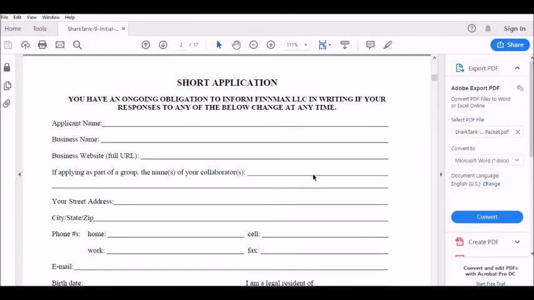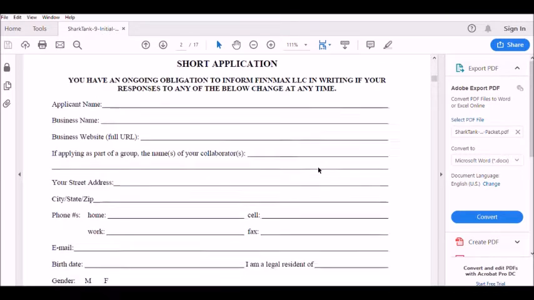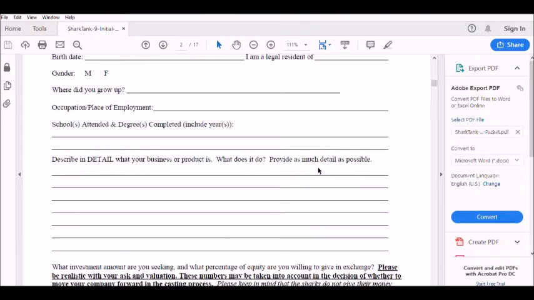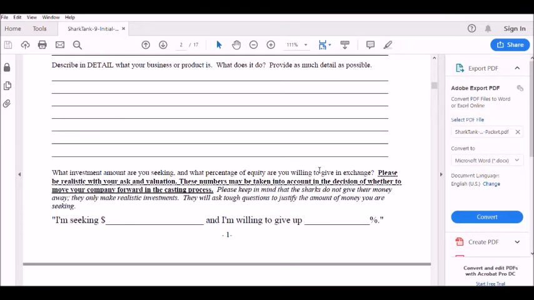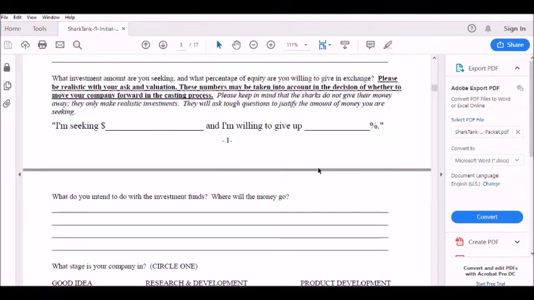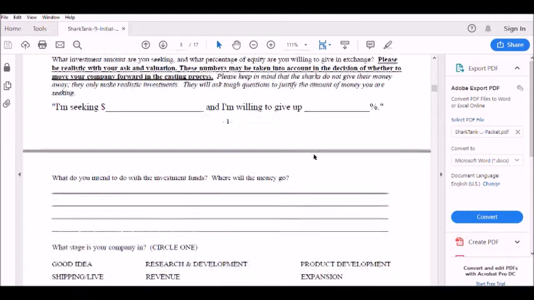Okay, everybody, I'm going to start with the Shark Tank application. I'm going to skip past some of the obvious stuff here. And yes, they're going to ask, describe in detail what your business or product is and give a lot of detail. And, you know, the key sentence here, here's how much I'm seeking and I'm willing to give this up. Be prepared for that. Everyone should already have that on the tip of their tongues. If they're watching this video, you should already know this.